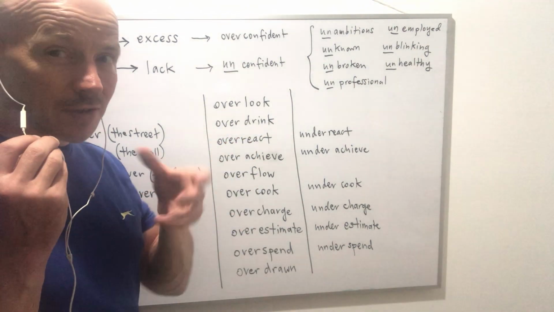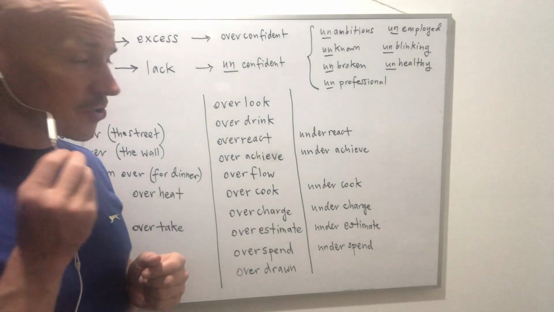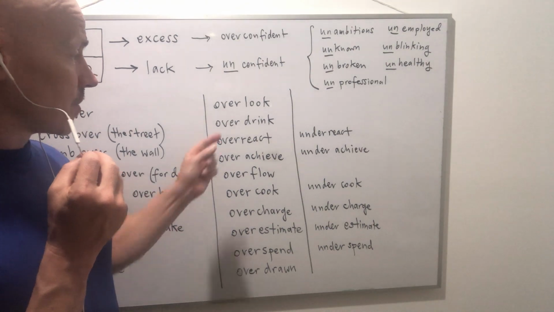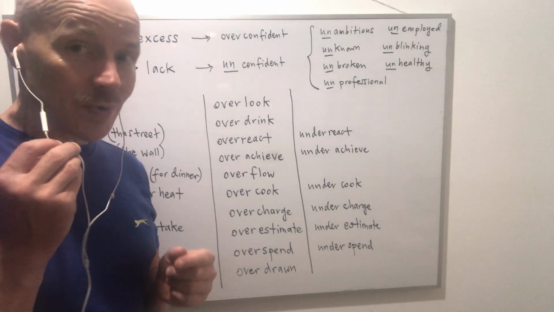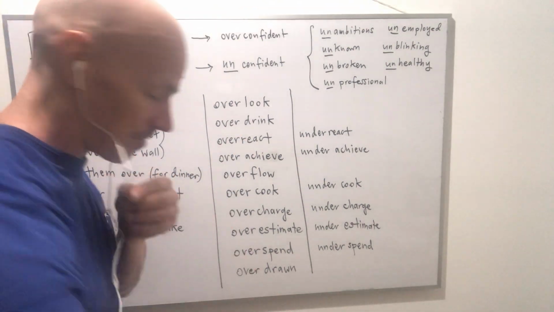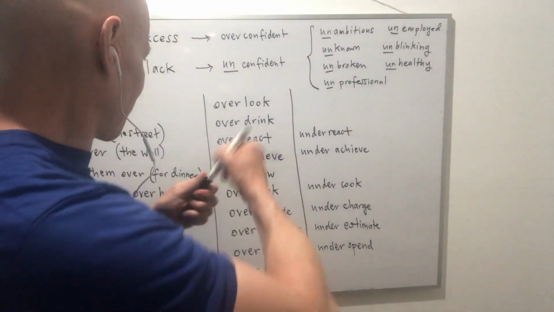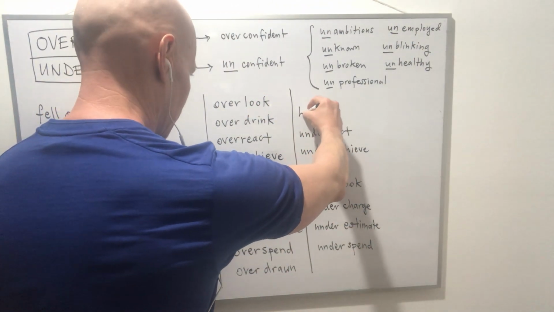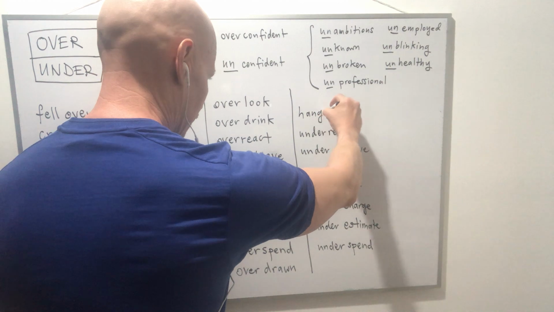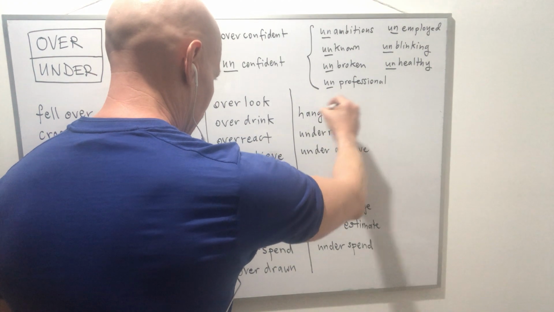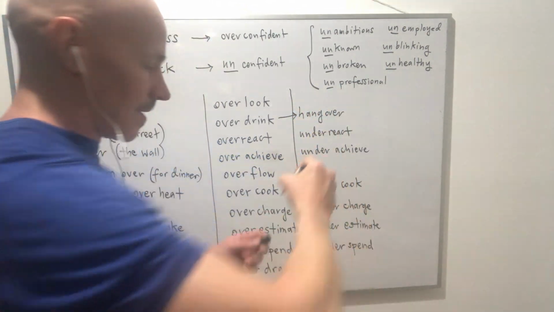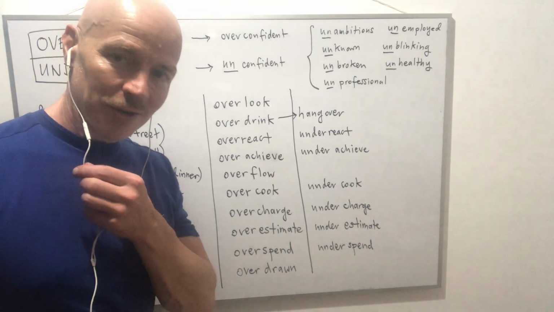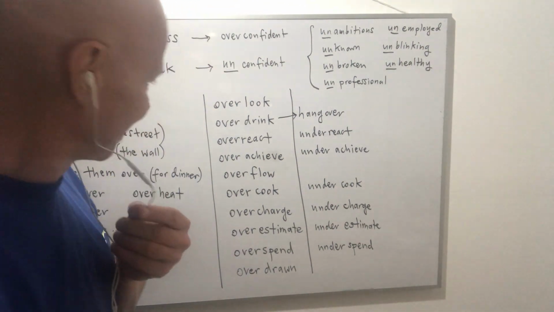Overdrink. Overdrinking, drinking a bit too much. This obviously would lead to a hangover, which I haven't put up. I'll write that up actually. That's quite a good one. I missed that. That would indeed lead to a hangover, which obviously we want to avoid.